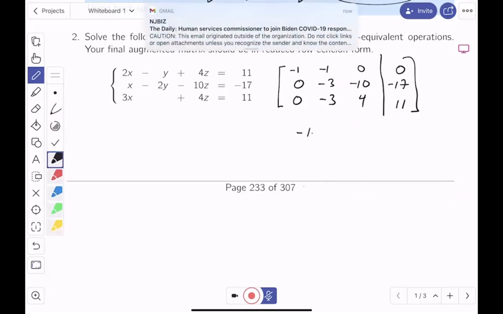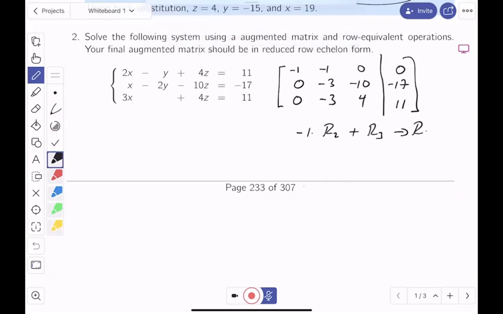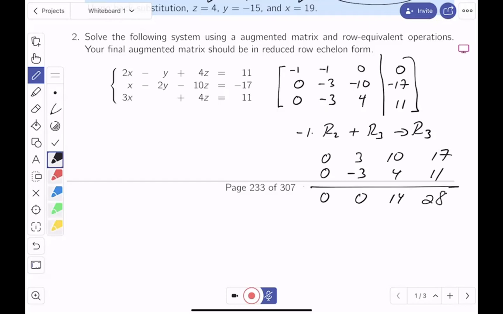Minus 1 times row 2 plus row 3, and give it to row 3. Let's take a look at that. You get 0, 3, 10, 17, 0, minus 3, 4, and 11. Let's see, you get 0, 0, 14, and this would be 28. Now I eraser out, and I'm going to erase row 3. And what's row 3? 0, 0, 14, and 28.